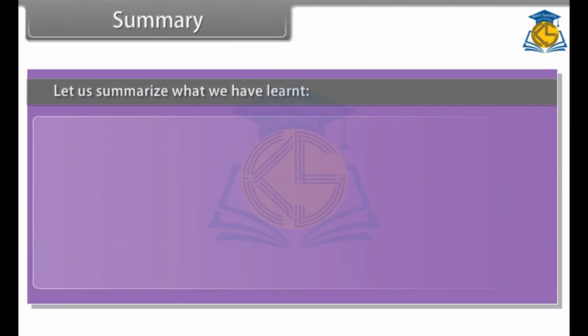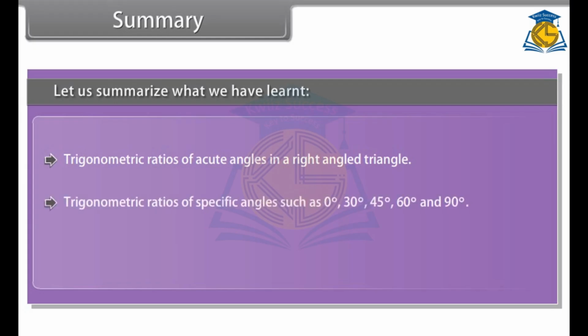Summary. Let us summarize what we have learned. Trigonometric ratios of acute angles in a right-angled triangle. Trigonometric ratios of specific angles such as 0 degrees, 30 degrees, 45 degrees, 60 degrees, and 90 degrees. Trigonometric ratios of complementary angles.